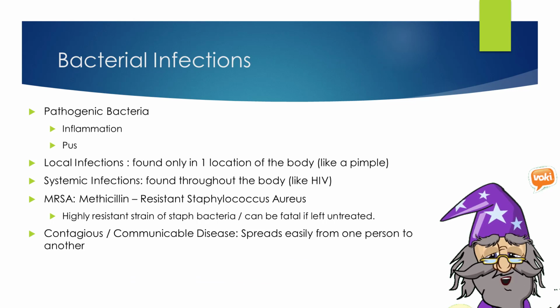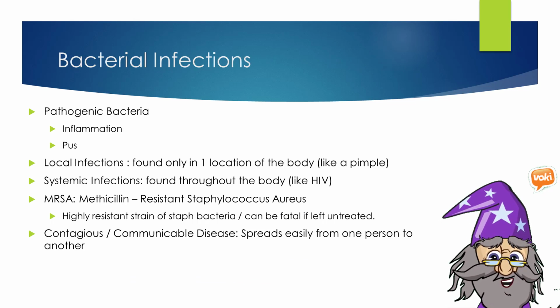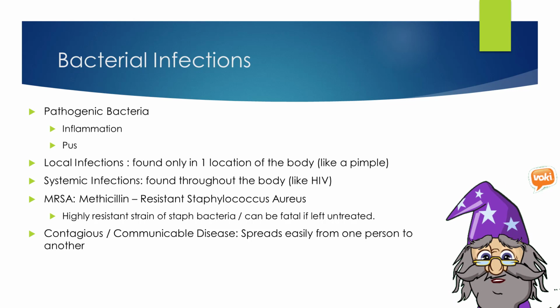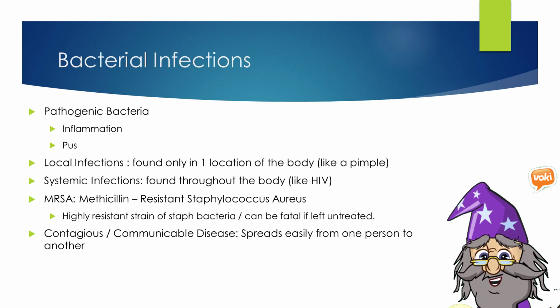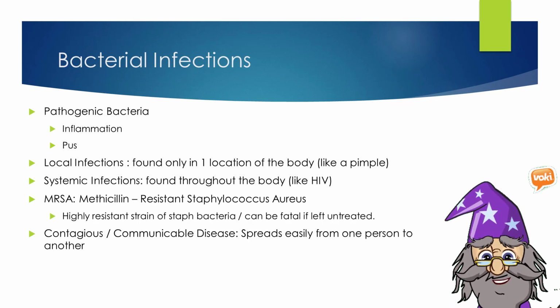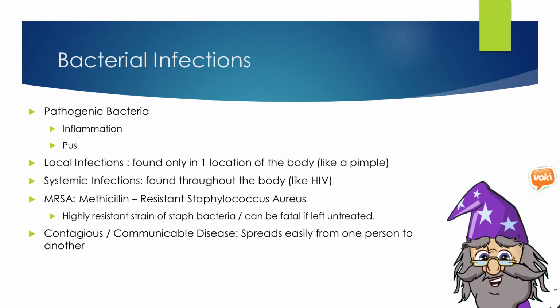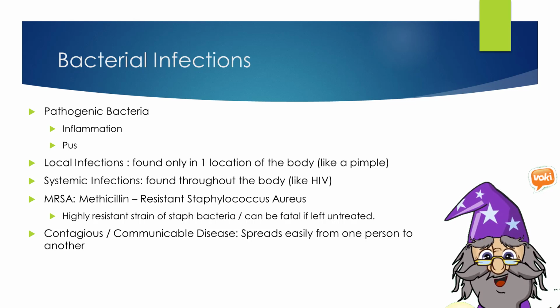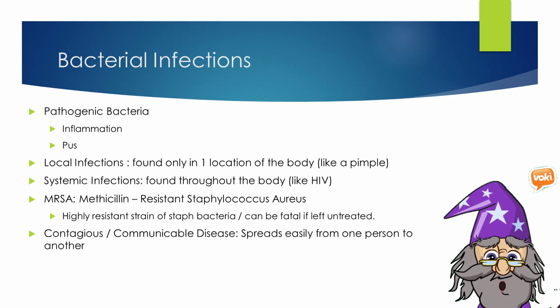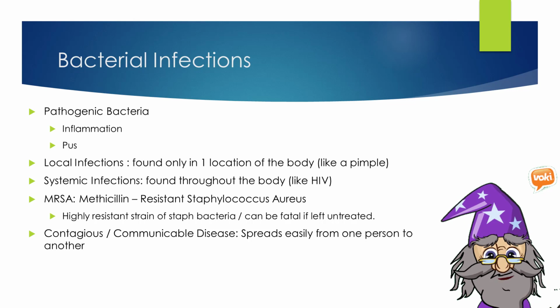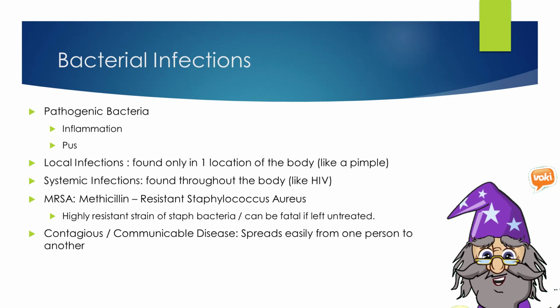Remember, pathogenic bacteria cause bacterial infections. Some signs of a bacterial infection are inflammation and pus. There are two different types of infections found within the body. The first is known as a local infection. Local infections are found in only one location of the body, like a pimple. The other type is called a systemic infection. They are found throughout the body, like HIV.